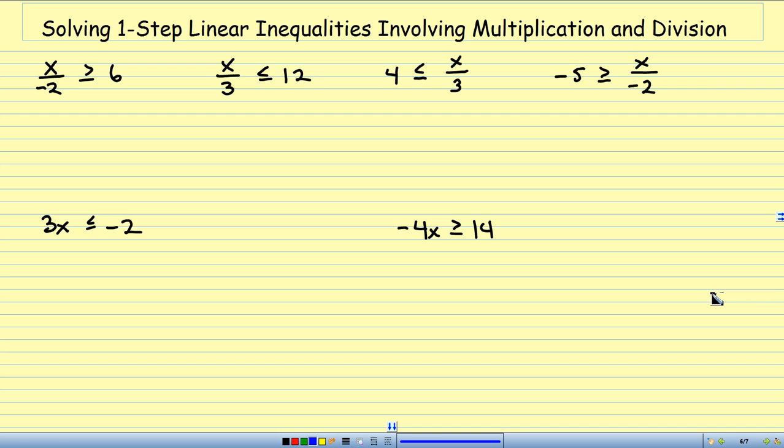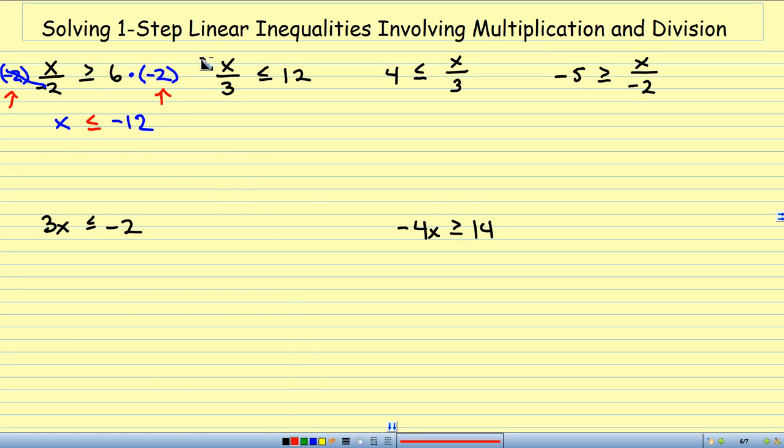Now I have this slide here. I have x divided by negative 2 is greater than or equal to 6. I'm going to take and multiply both sides by negative 2. So when I multiply both sides by negative 2, notice both sides are being multiplied by a negative. So I switch the direction of the inequality. And I have 6 times a negative 2, negative 12. That cancels out. So I have x is less than or equal to negative 12.